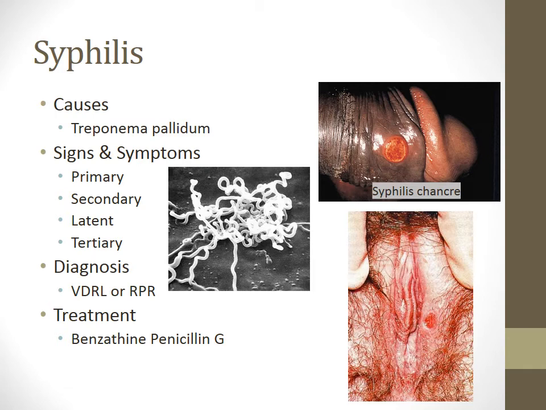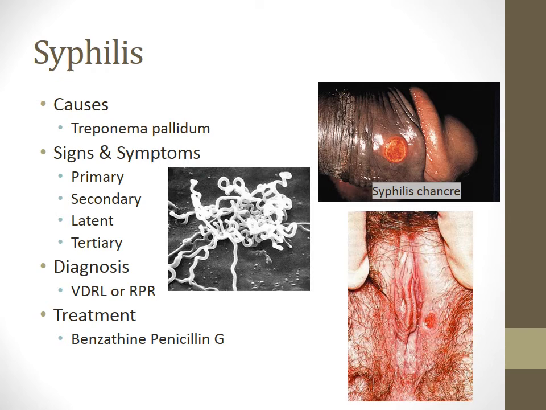Treatment. The ironic thing about syphilis is that if treated in the primary stage, all it takes is 2.4 million units of benzathine penicillin G IM in a single dose. So all it takes is one little dose of penicillin to cure the primary syphilis. However, if it's been longer than 1 year, or if there's been an unknown duration of syphilis, it's going to be treated with the same dose, the 2.4 million units of penicillin, weekly for 3 weeks. And again, that's going to be IM.